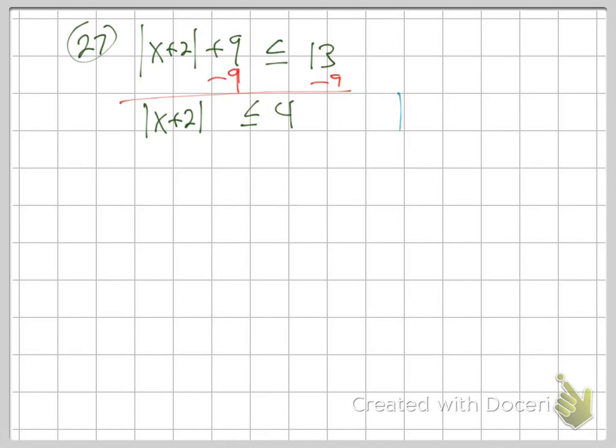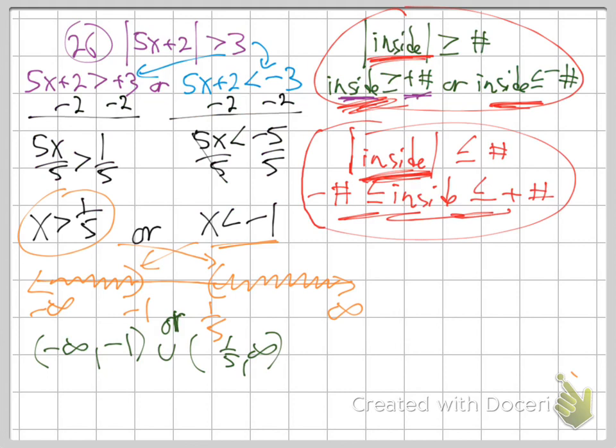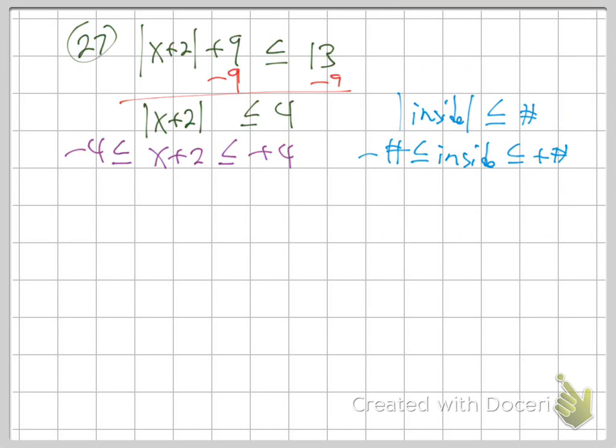What's it say? It says if you have absolute value of inside less than or equal to a number, you just go negative number, positive number. A compound statement, a 3-part inequality. It's a little different than the other one, right? So let me do that. That's going to be negative 4, x plus 2, positive 4. Notice both these have a negative version and a positive version, but they set them up a little different.